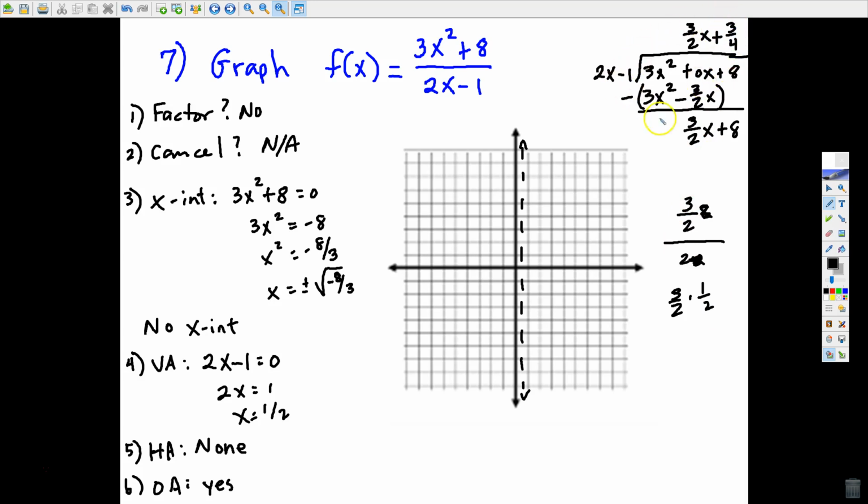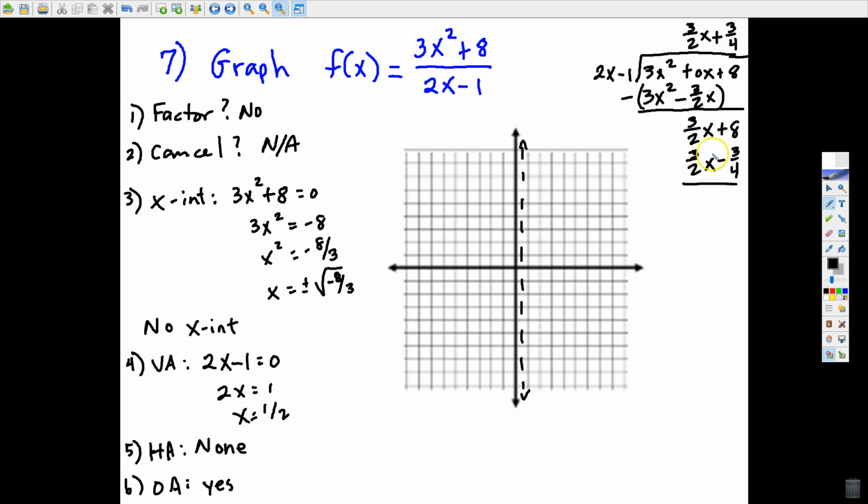All right, and then you can go ahead and multiply. That's going to be 3/2x minus 3/4. And then don't take too much time with this long division process because the remainder really is inconsequential. You don't really need it.